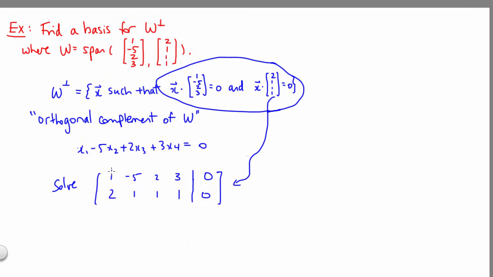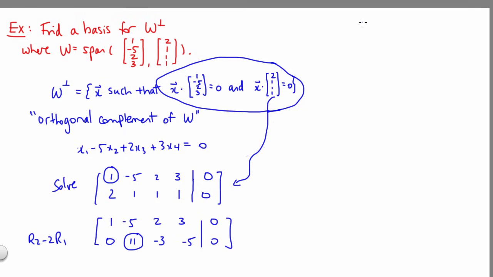So let's put our matrix into our REF. We've already got a 1 in the upper left. Let's take row 2 minus twice our pivot row. In the bottom row, that's going to give us 0, 11, negative 3, negative 5, and then a 0. We can move down and to the right, and this 11 here is going to be our new pivot. So let's take row 2 divided by 11.